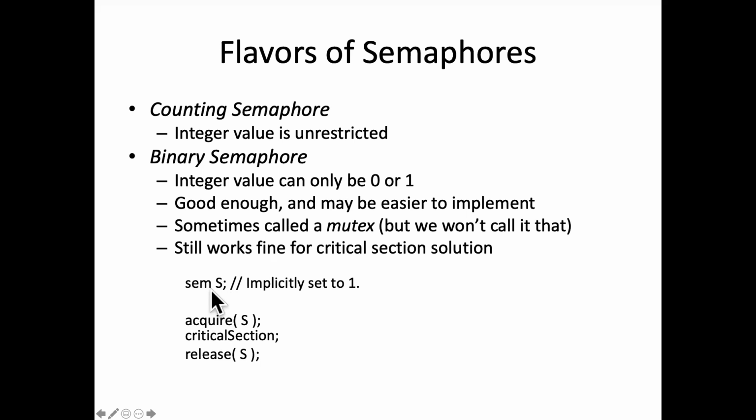When we declare it, we probably don't have to give it an initial value. It's assumed to start out with a value of 1. If we used a semaphore like this, we could use it to efficiently implement a solution to the critical section problem. When we declare it, it automatically starts out at 1, and then we could just wrap acquire and release code around any critical section we want, and then we could have a working solution to the critical section problem.